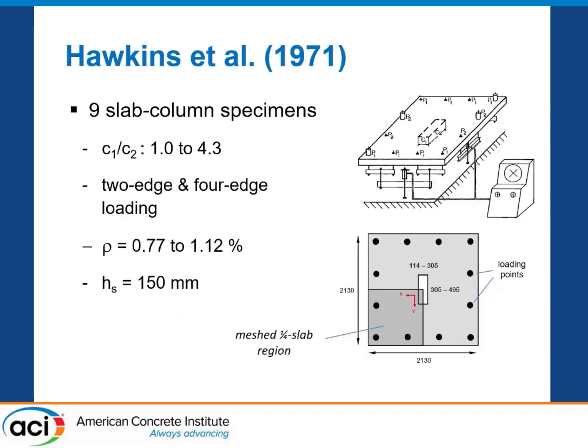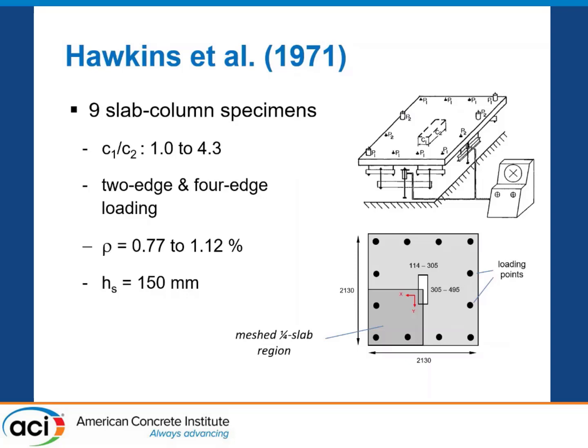Okay, so very quickly I want to go through these. The first one we looked at was Hawkins et al. 1971, and admittedly we did the worst on this one. This one was not that well done. We really struggled with it. Just to give you an overview of what it involved, there were 9 slab-column specimens. They were loaded under perimeter loading.